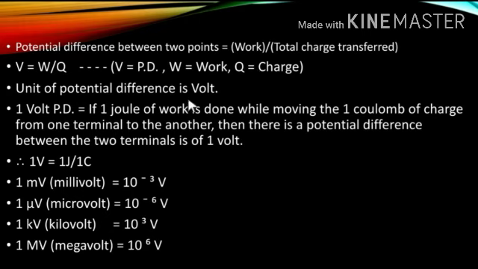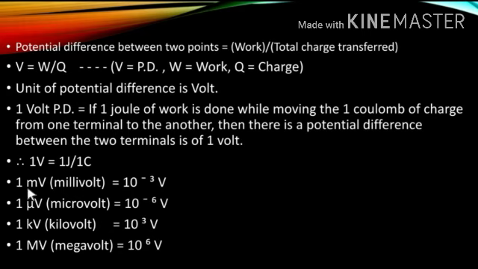Now the unit of potential difference is volt. What is 1 volt potential difference? If 1 joule of work is done while carrying a charge of 1 coulomb from one terminal of the conductor to the other terminal of the conductor, then the potential difference between the two terminals is 1 volt. Therefore 1 volt is equal to 1 joule divided by 1 coulomb.